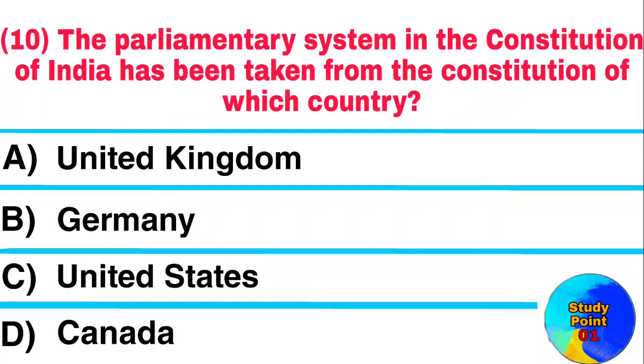Question. The parliamentary system in the Constitution of India has been taken from the Constitution of which country? A. United Kingdom. B. Germany. C. United States. D. Canada. Answer. United Kingdom.